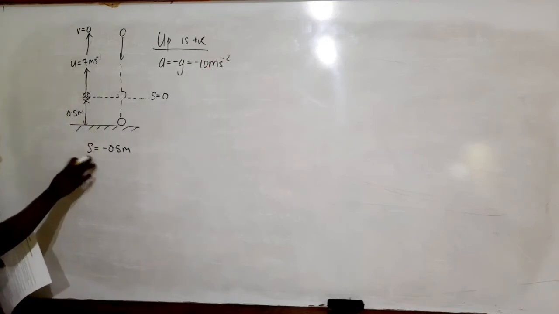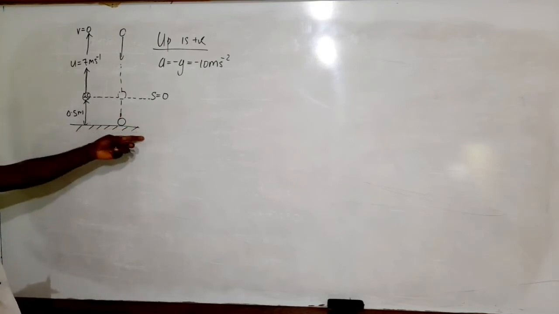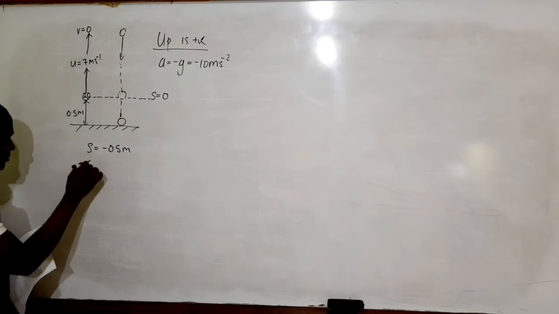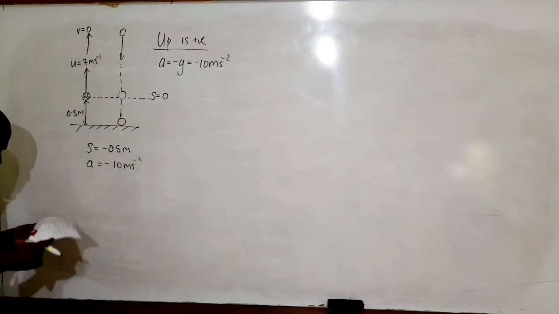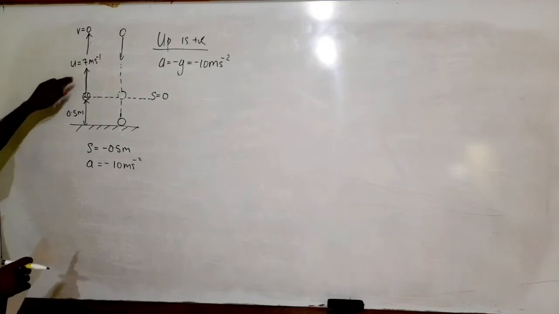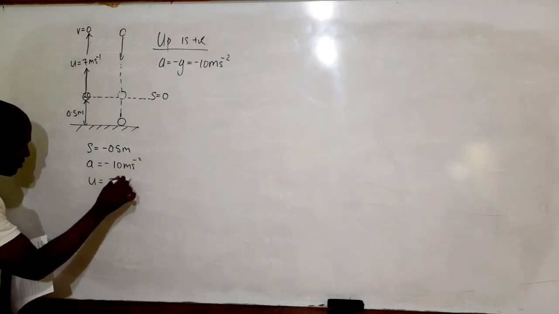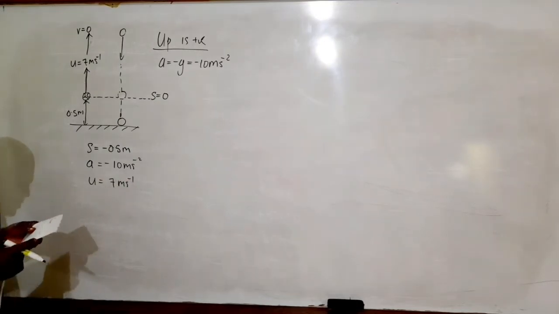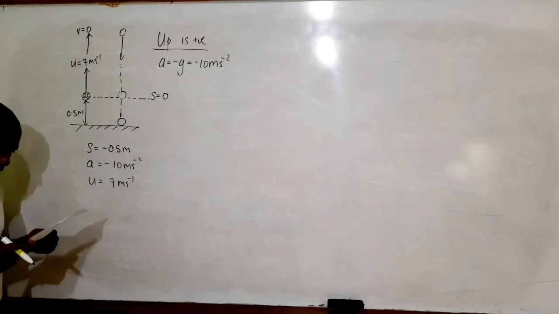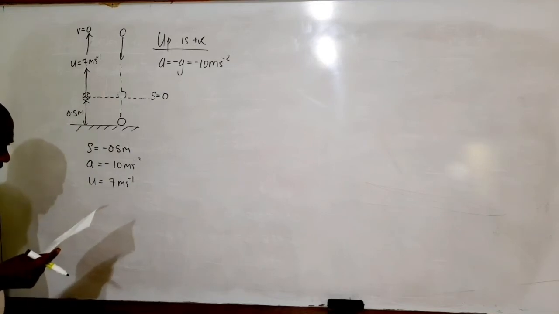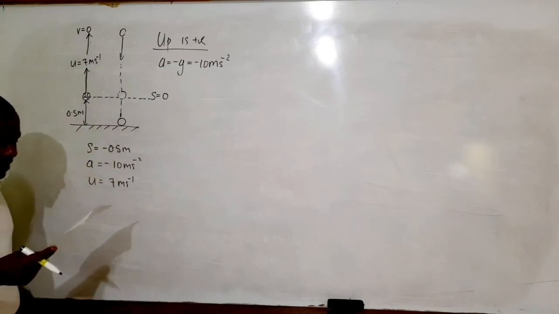So we have the vertical displacement of minus 0.5 meters, that is when the ball strikes the ground, and so we have A is equal to minus 10 meters per second squared. We have the initial vertical velocity U equals 7 meters per second, right? And what do we want to find? First of all, we want to find the height above this point reached by the ball and the speed with which it hits the ground.